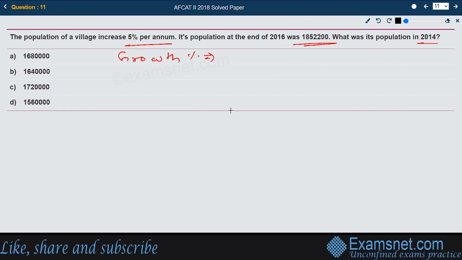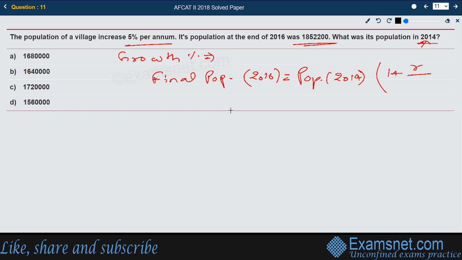What is that formula? The final population, or final growth, or final number that he's looking for in 2016, will be equal to the population in the present year, that is 2014, where the population growth started, multiplied by 1 plus R over 100, whole power n.